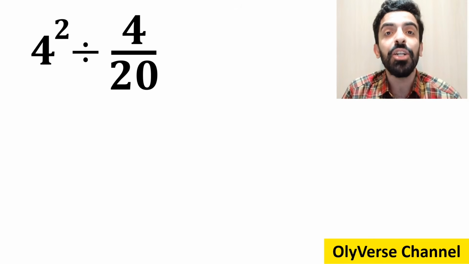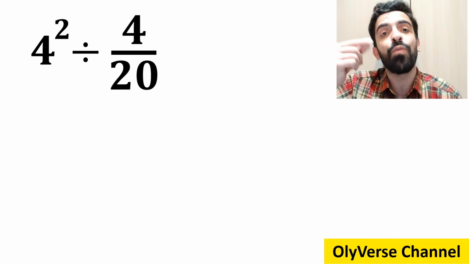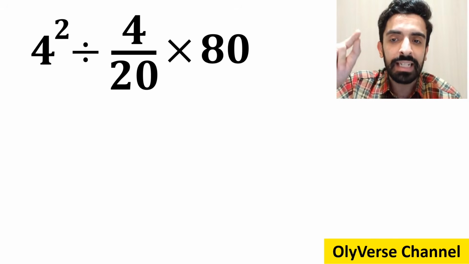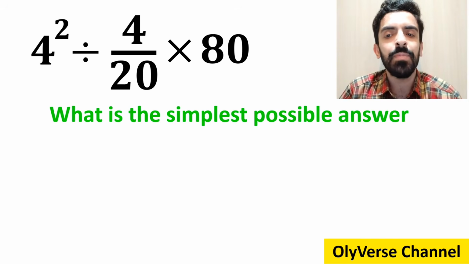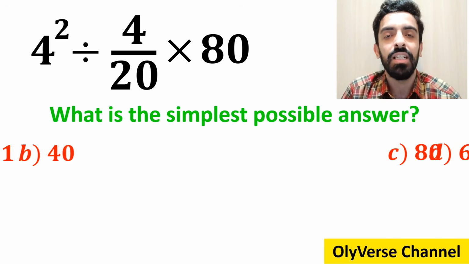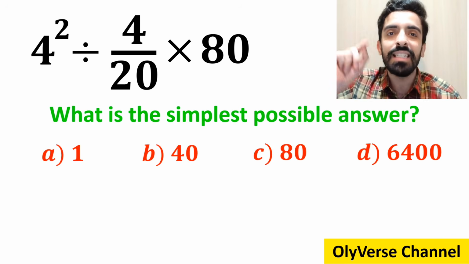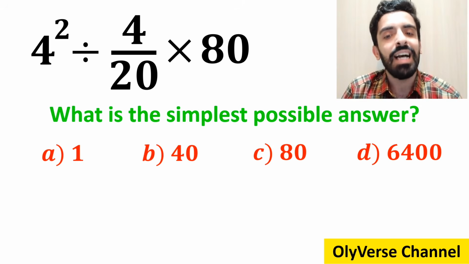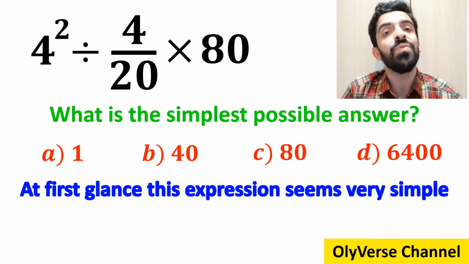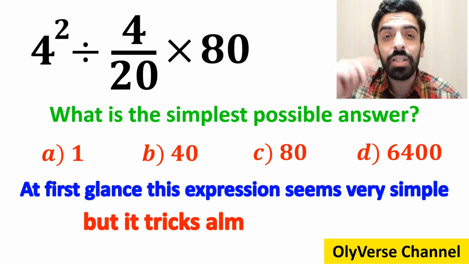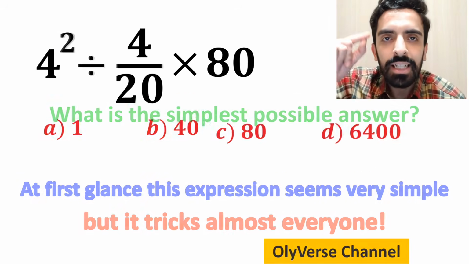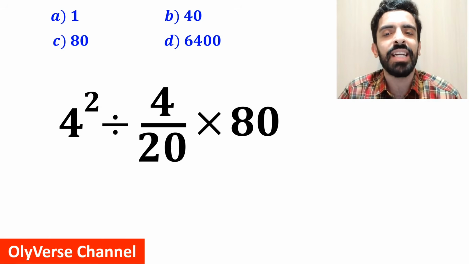If we have the expression 4 to the power of 2 divided by 4 over 20 multiplied by 80, then what is the simplest possible answer for this expression? Which option do you think is the correct answer to this question? At first glance, this expression seems very simple, but it tricks almost everyone. Let's go step by step and solve it together.